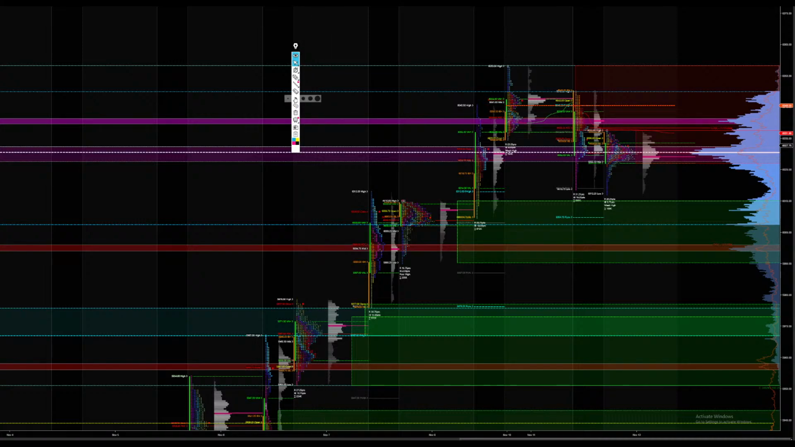Okay. Now let's look at our profile. So we have obviously some excess here. Now we have value area. It's all this area and a little bit of excess. That little bit of excess was put in the overnight session yesterday. Most traded price of the week, 60.25, right here. Price is right there.